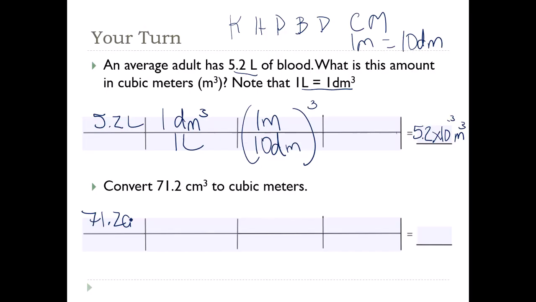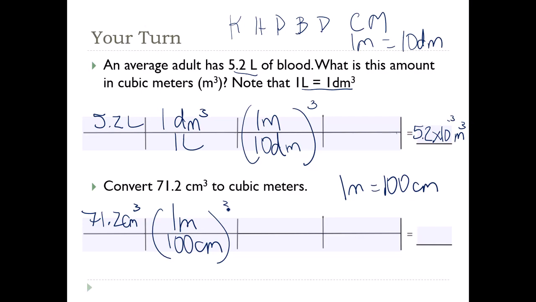And then 71.2 centimeters cubed to meters cubed. So again, 1 meter is equal to 100 centimeters. So 1 meter, 100 centimeters, but we have to change this appropriately. And so then this gives us 7.12 times 10 to the negative fifth meters cubed.